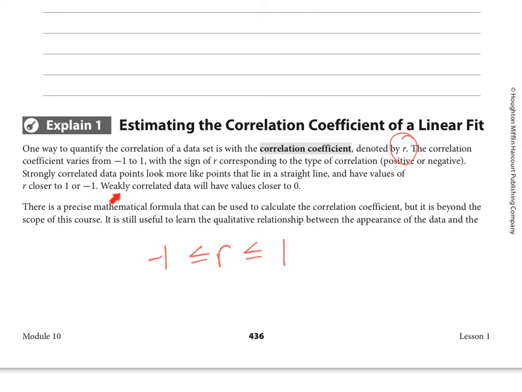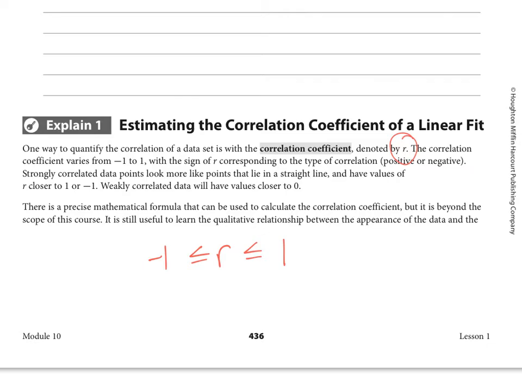Closer to 0, you can see it says weakly correlated data will have values closer to 0. Very strongly correlated data will have R closer to -1 or +1, depending on if it's positive or negative. So we're actually not going to worry about how we calculate R. Just know what R could equal based on how close the data is related.